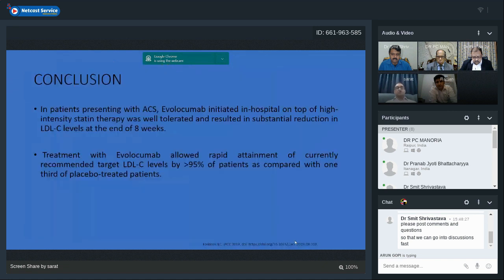The conclusion is that in patients presenting with ACS, evolocumab initiated in hospital on top of high-intensity statin therapy was well tolerated and resulted in substantial reduction in LDL-C at the end of 8 weeks. Treatment with evolocumab allowed rapid attainment of currently recommended target LDL-C levels by more than 95% of the patients, as compared to one-third of placebo-treated patients. The high-dose statin alone got it down in one-third of the patients. Here, more than 95% got the LDL-C low within no time.